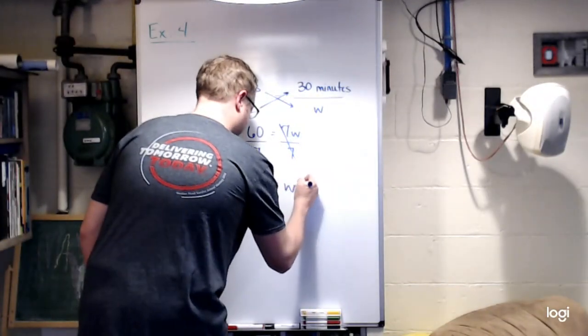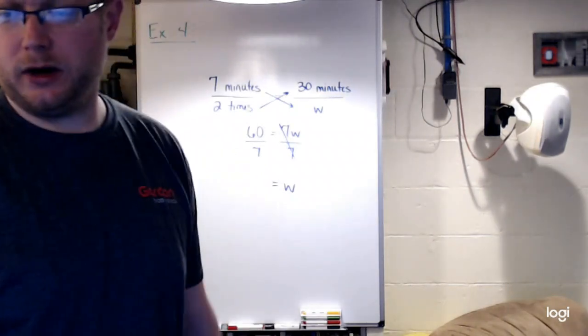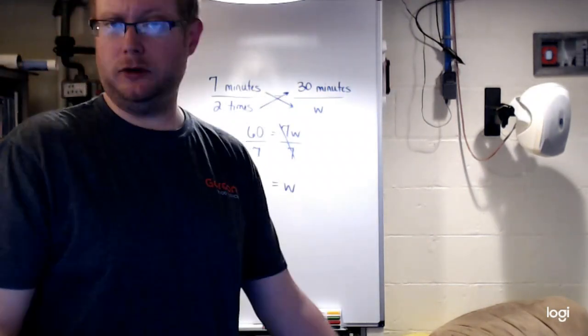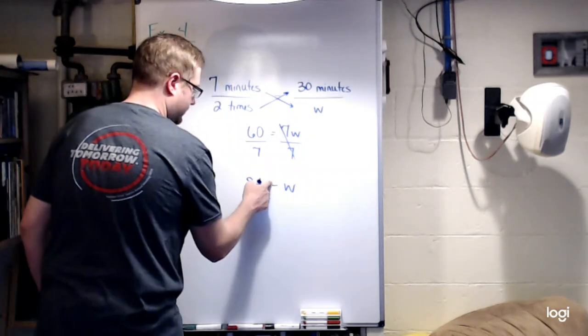W comes down. And let's see. Let me pull up my calculator. What is 60 divided by 7? That gives me something weird, but let's go ahead and round it. I get 8.57142, it's a non-terminating number, so let's just say 8.6. And I'll get rid of these equals.